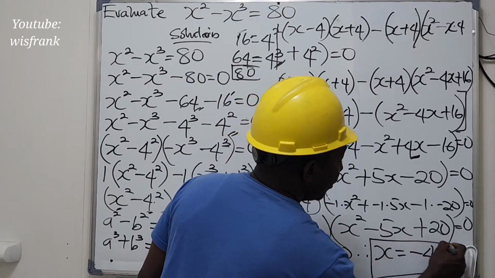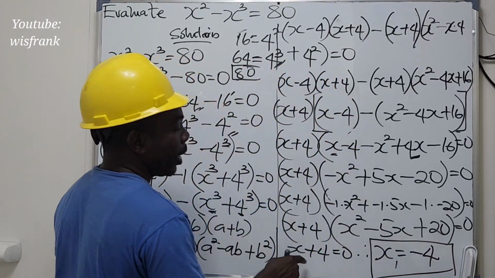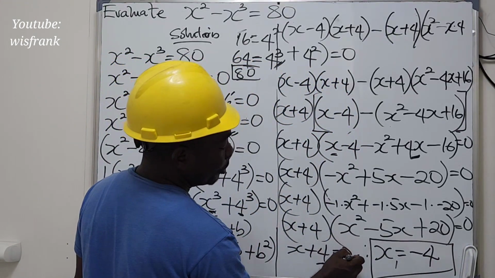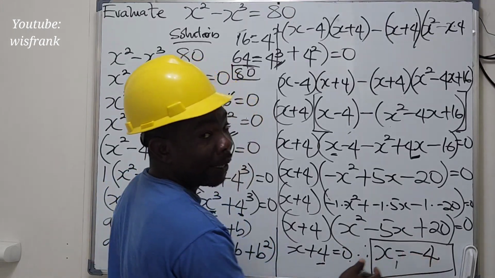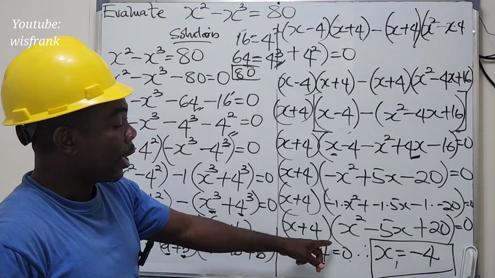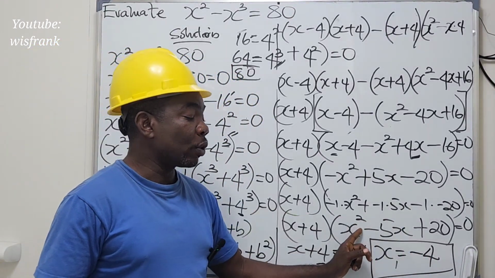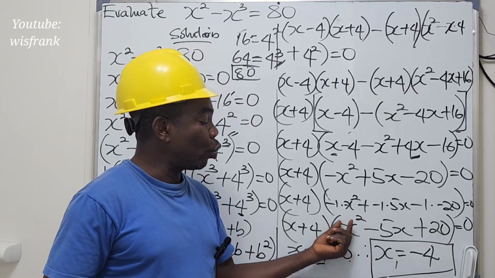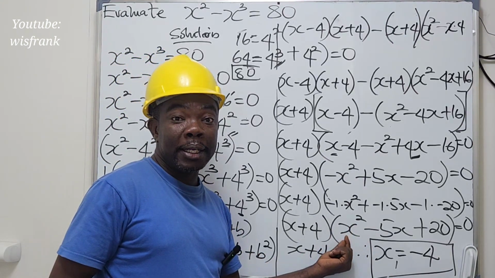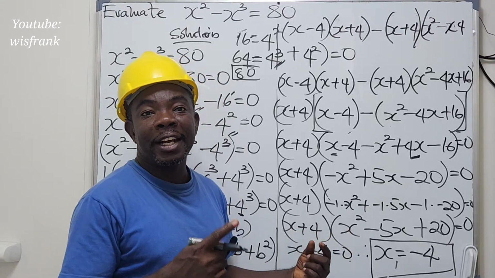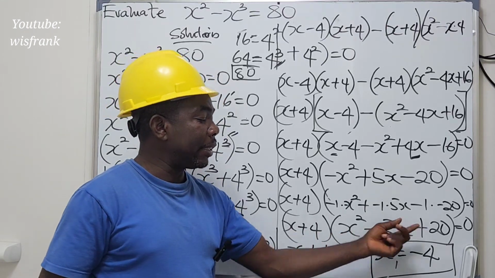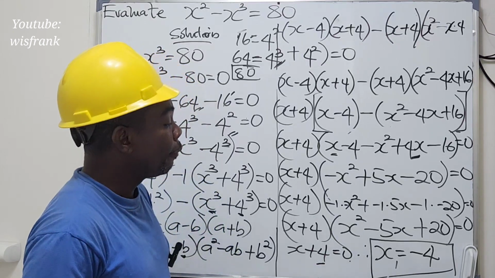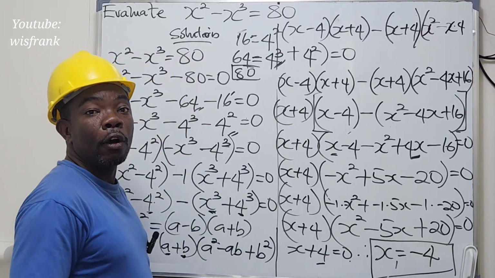This is the first value of x, x1, that we have, that x equals to minus 4, because plus 4 will be transposed to the other side. That's why it becomes minus 4. And the second parenthesis is a quadratic equation, meaning that we will have two additional values of x in this parenthesis. So for this quadratic equation, we are going to use the quadratic formula for us to find the value of x.